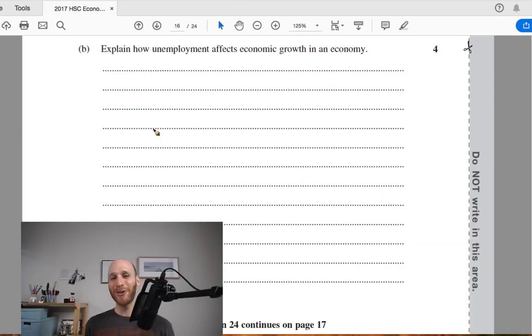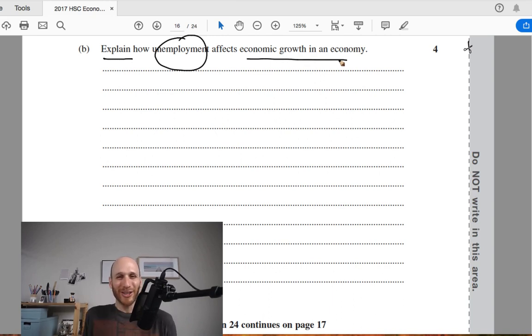Okay, this question says, explain how unemployment affects economic growth in an economy. So this might seem really obvious at the start, but if we're looking at 4 marks, we really need to go to some detail to show the marker we know what we're talking about, we know our theory, we know how it applies to the real world.